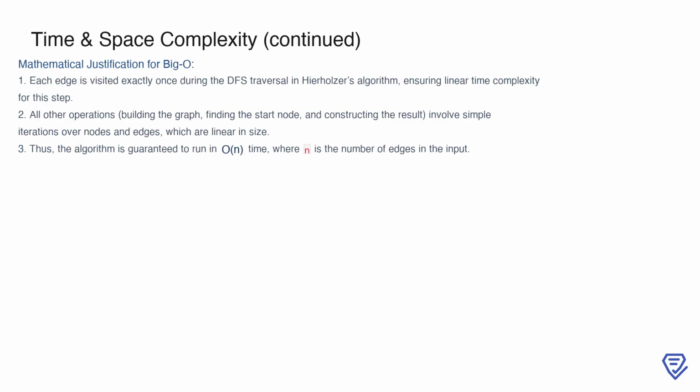Finally, let's validate the O(n) time complexity mathematically. Each edge in the graph is visited exactly once during the DFS traversal in Hierholzer's algorithm, ensuring that this step is linear in time. Additionally, the other operations, such as building the graph, identifying the starting node, and converting the Eulerian path into the result, are all simple iterations over nodes and edges. These operations are also linear with respect to the size of the input. Therefore, by summing these linear contributions, we can confidently conclude that the algorithm runs in O(n) time, where n represents the number of edges in the input.